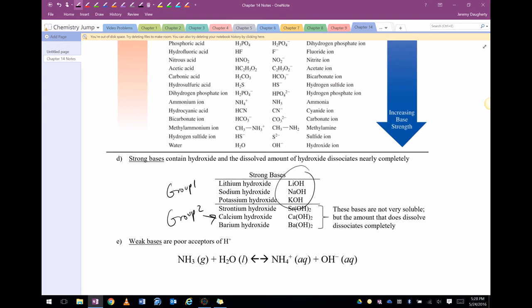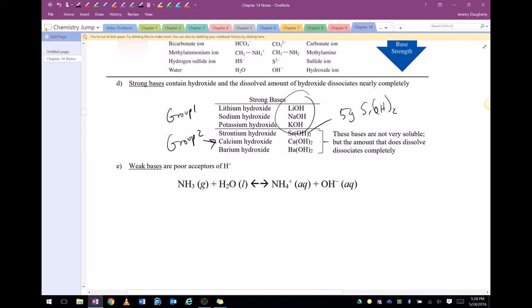So we may throw in 5 grams of strontium hydroxide, but that doesn't mean that 5 grams breaks up completely. A very minute amount of that strontium hydroxide will break up completely. Okay, but the amount that actually does dissolve breaks up completely. Weak bases are usually your NH3 and then any hydrocarbon with a NH something on them. And these are called amines. So your weak bases, NH3 and then amines.